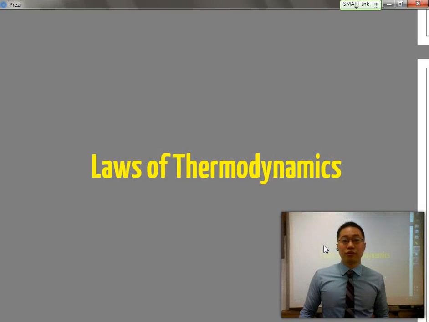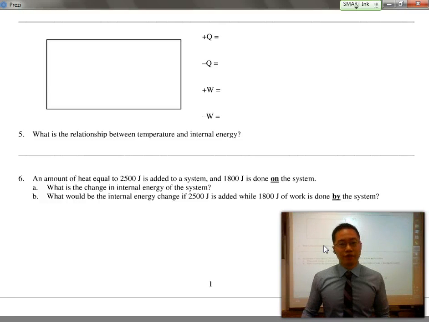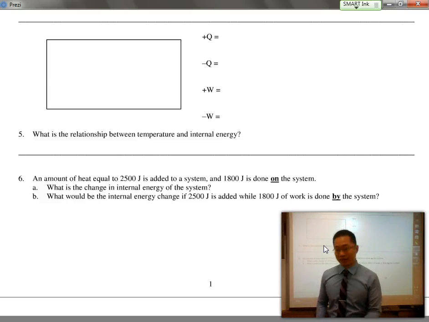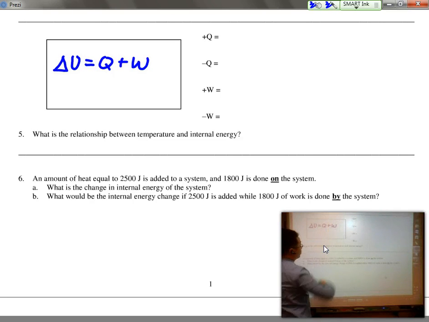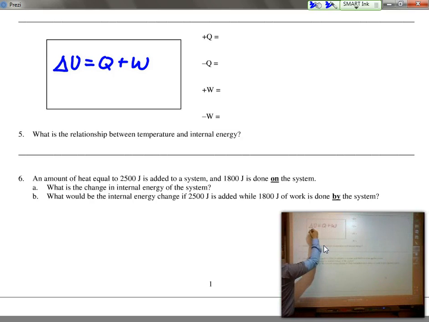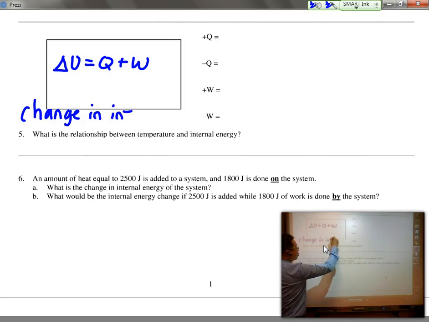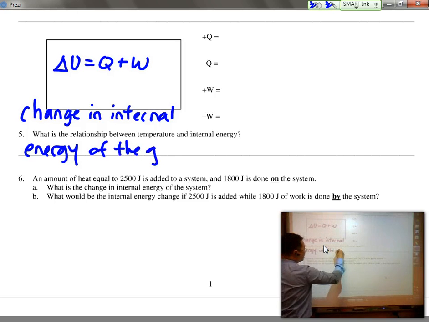Our next video is going to be about the first law of thermodynamics. The first law of thermodynamics looks like this: Delta U is equal to Q plus W. Delta U means the change in internal energy of the gas.